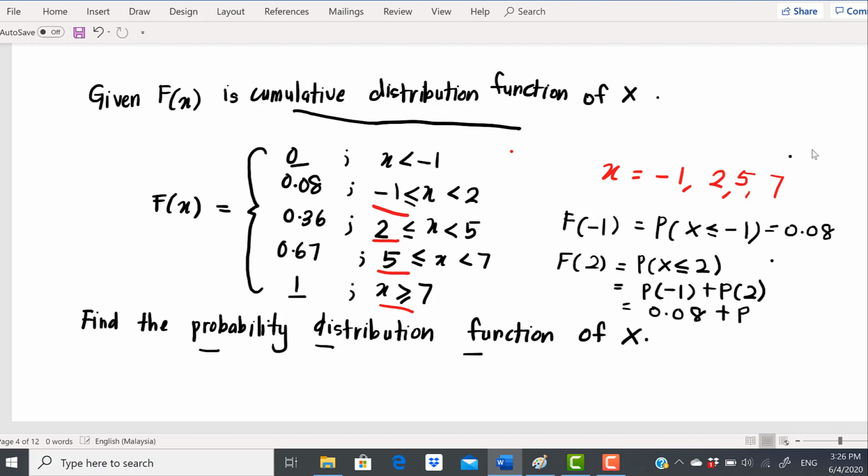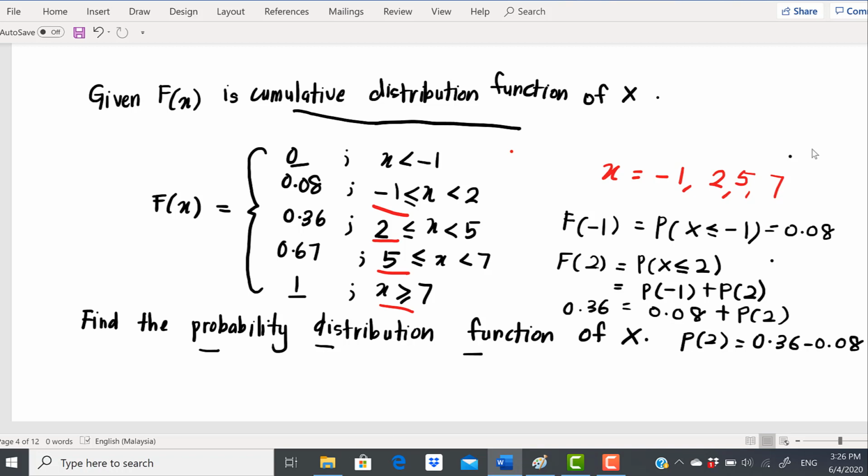And we don't know the value of P2, but we know that F2 is equal to 0.36. So now, can we get our P2? Yes, our P2 is 0.36 minus 0.08. So, this one is your P2.